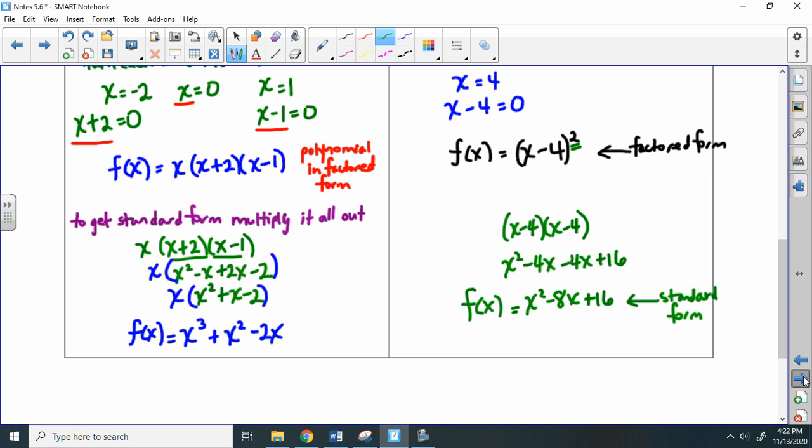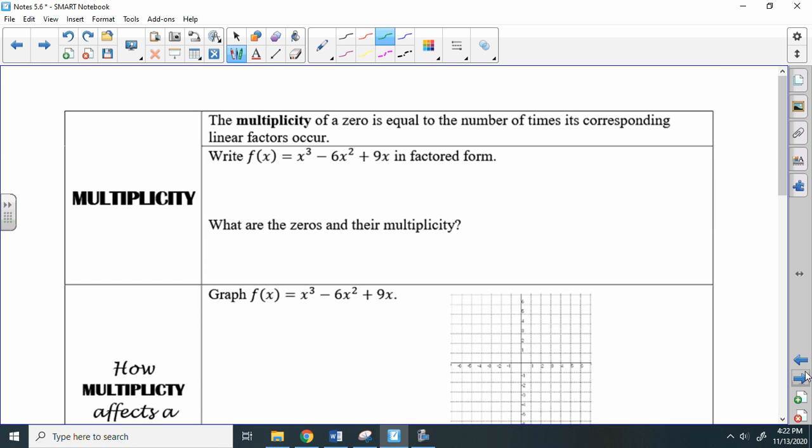And then the last part of our notes is what I was just talking about, this term multiplicity. Multiplicity comes from the word multiple. The multiplicity of a zero is equal to the number of times that factor occurs. Let's work through it so you can see what I'm talking about.